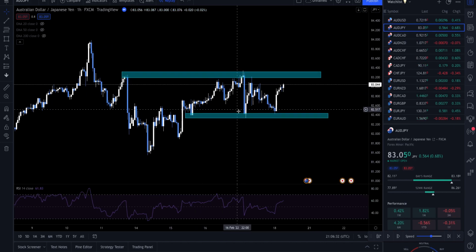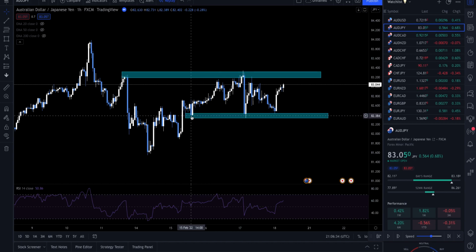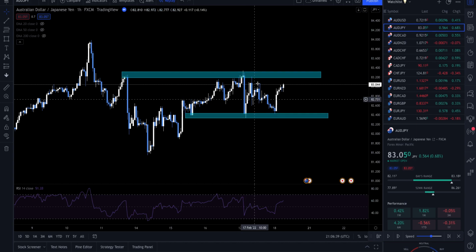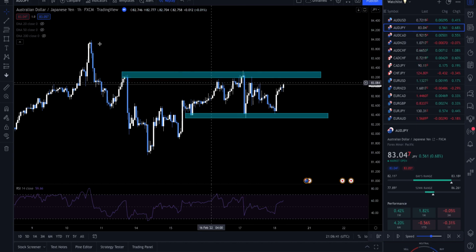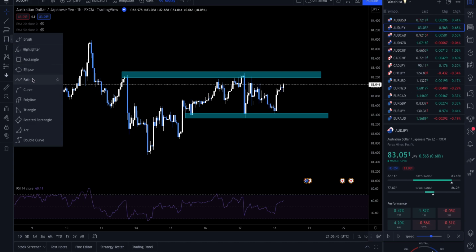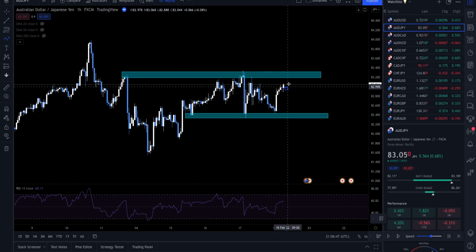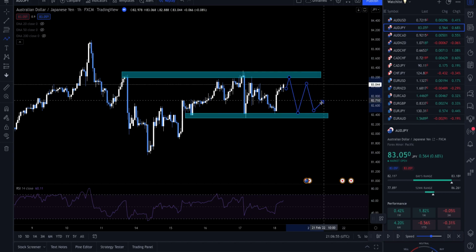We have our ceiling and we have our floor, which price has pretty much been bouncing from the floor to the ceiling, to the floor, to the ceiling, to the floor. So what we could possibly expect from price is a similar kind of path to what price has already taken. So maybe back up to the ceiling once again, back down to the floor, back up to the ceiling, back to the floor. Something like that in that kind of fashion.